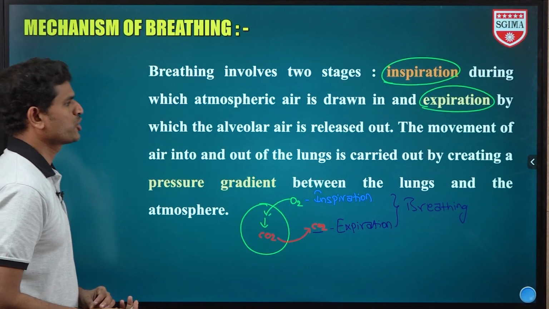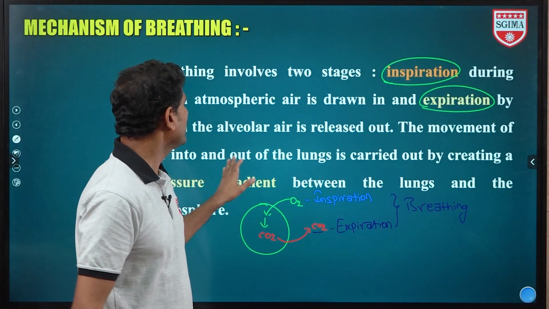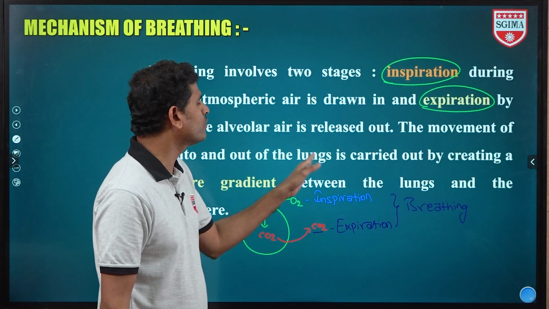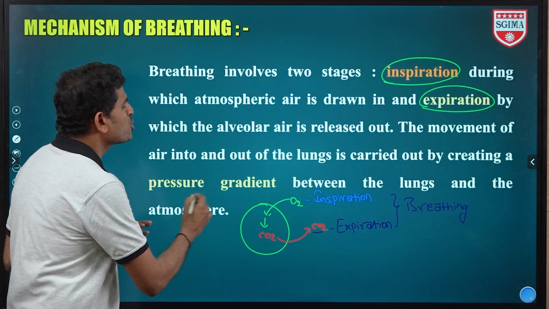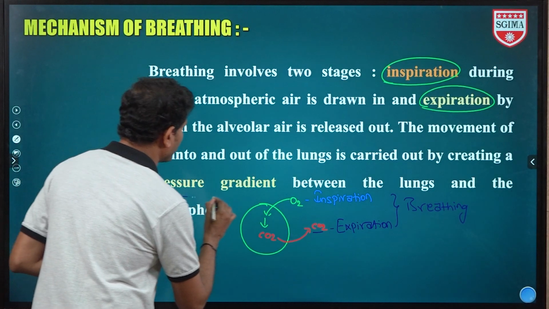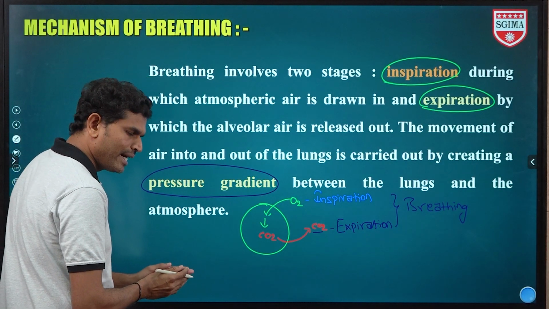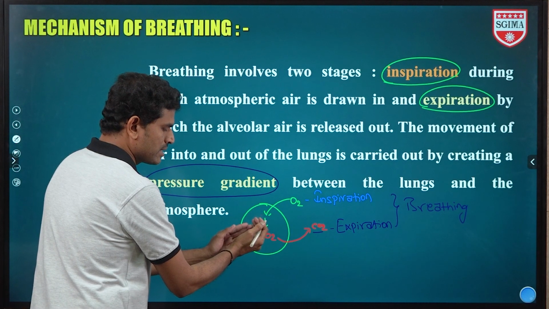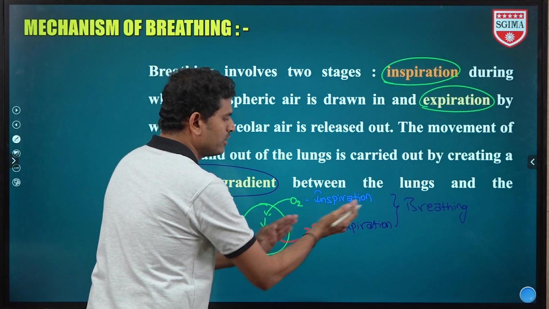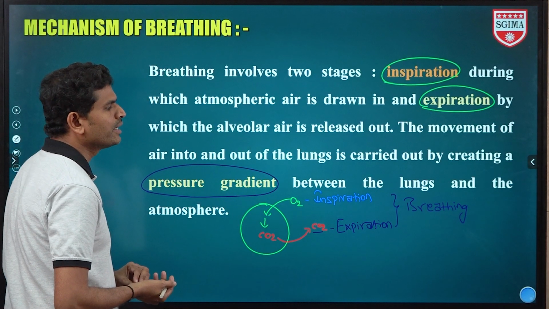Next point, we can see here. The movement of air into and out of the lungs is carried out by creating a pressure gradient. Here, creating a pressure gradient is very important. Due to that pressure gradient only, air will enter into the organism or lungs and exit from the organism. So this is a very important event.